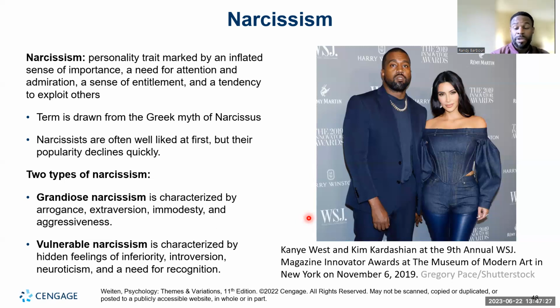Donald Trump is one, right? Arrogance, extremely extroverted, immodest, really aggressive, right? Aggressive. So we can see that in some celebrities based on how they grew up, what kind of situation they're in. Very entitled, very spoiled, fed a silver spoon his entire life.